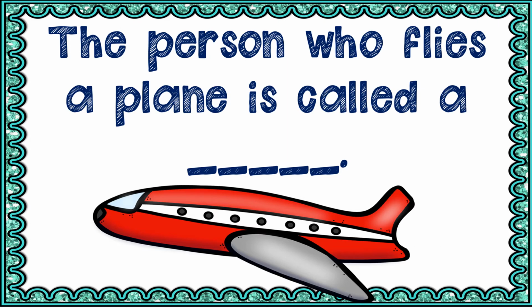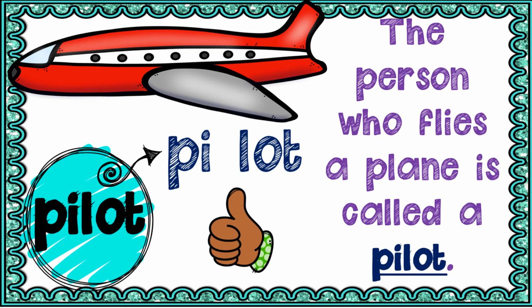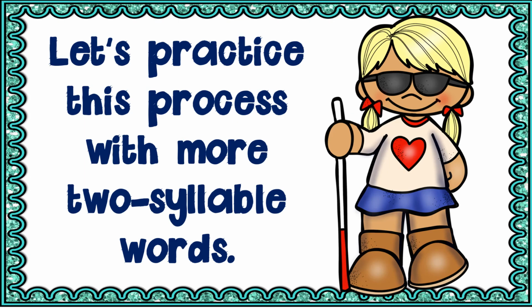The person who flies a plane is called a blank. It's a pilot, right? So when you break that syllable apart, pilot, P-I would be where your syllable break comes after. So the I is going to say pie, pilot. So if you look at the combinations, that's how you determine if it's short or long. Pilot. Good. Let's practice this process with more two-syllable words.